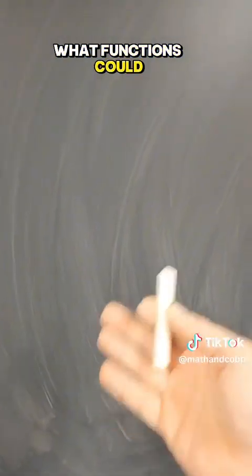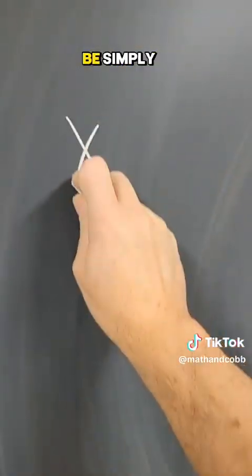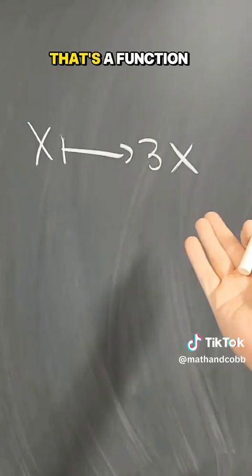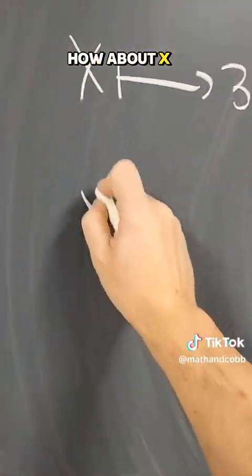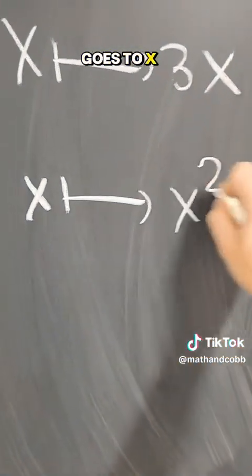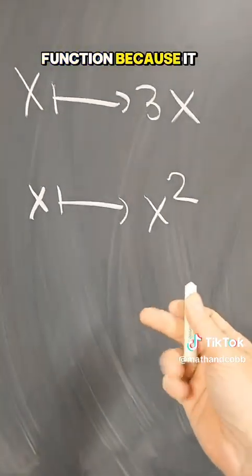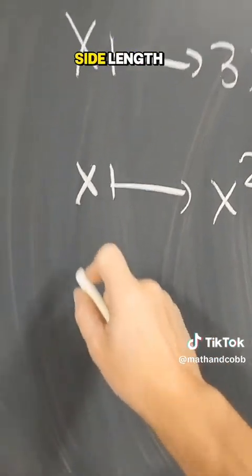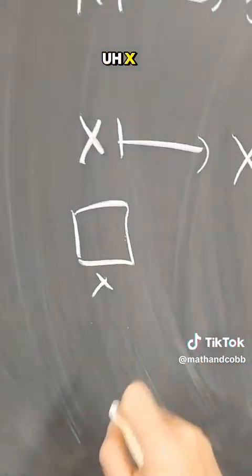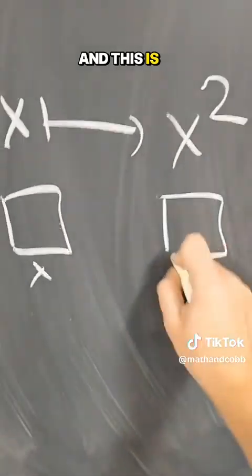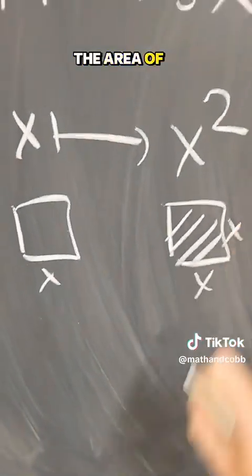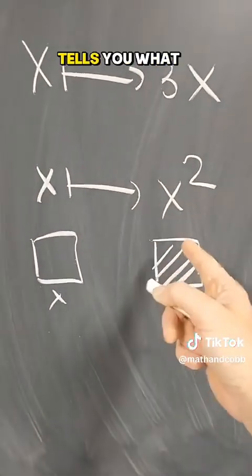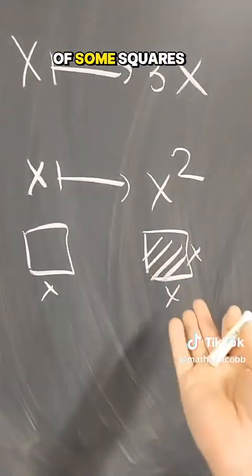What functions could Mr. G discuss? Well, it could be simply x goes to 3x, just multiply by 3. That's a function. How about x goes to x squared? That's an interesting function because you can interpret this as you have a square of side length x, and this is the area of that square.